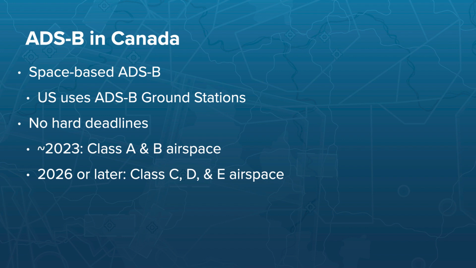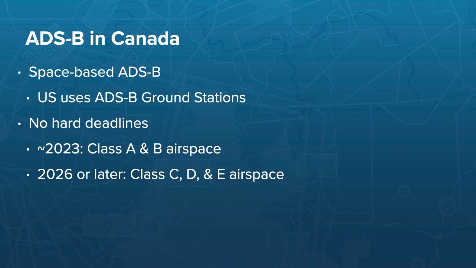The second thing to keep in mind is that there are no hard dates for any mandates in Canada at this time. Guidelines are being brought out, and it's really unclear how this is being handled by Transport Canada, if they're just delegating it to NAV Canada. But basically, rough dates are that phase 1 of this will apply to Class A and B airspace in and around 2023. And the plan is to bring the space-based ADS-B to more of the GA side of things, with Class C, D, and E airspace being phased in no earlier than 2026.